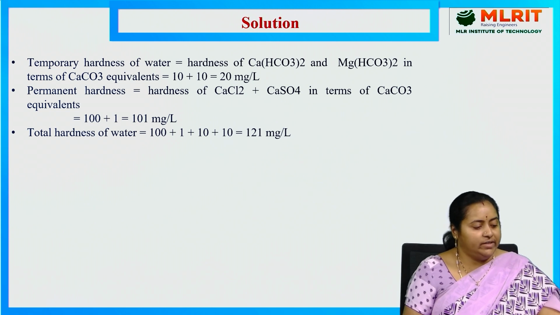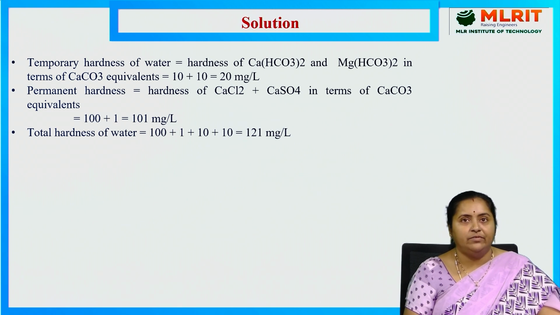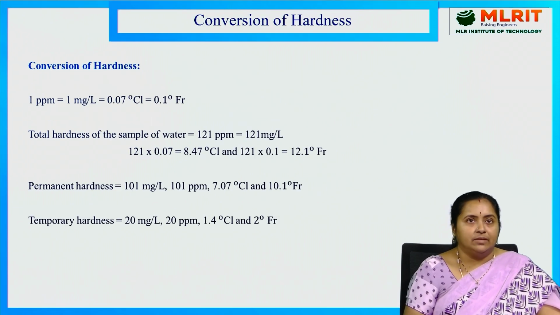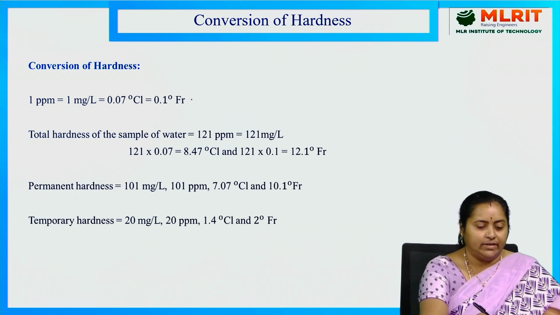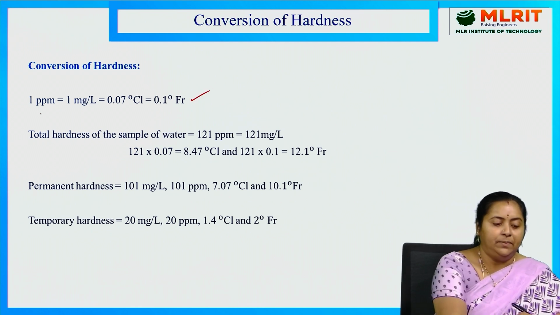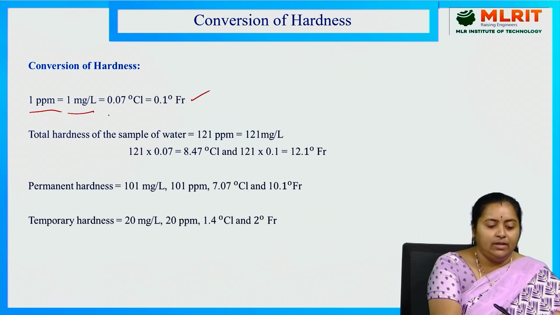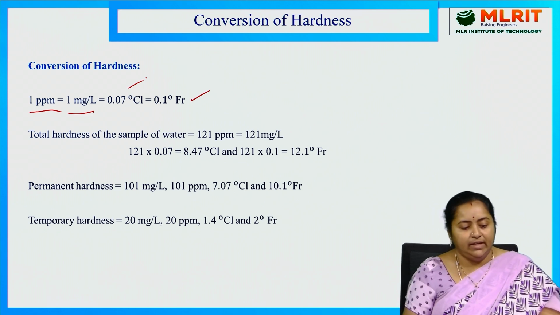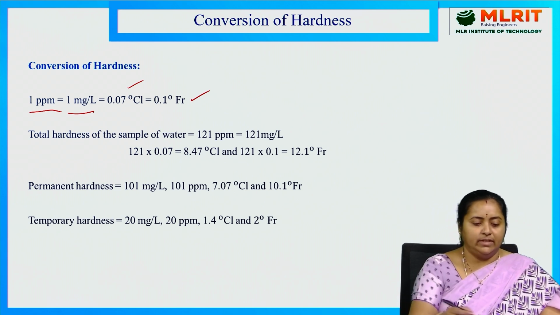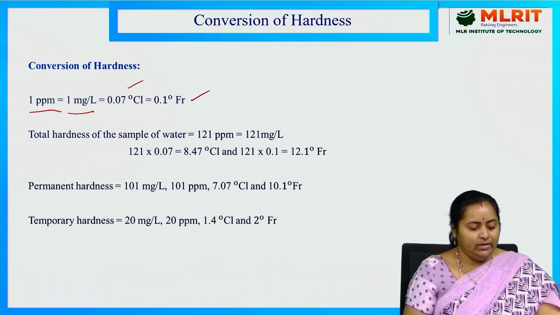So after that, in the question, it is given that we have to find out temporary, permanent and total hardness in terms of ppm, that is parts per million, and then degree Clark, and then degree French. So let us see the conversion factors. We know very well that 1 ppm is equal to 1 milligram per liter, both are equal, and then 1 ppm is equal to 0.07 degree Clark, and it is equal to 0.1 degree French.